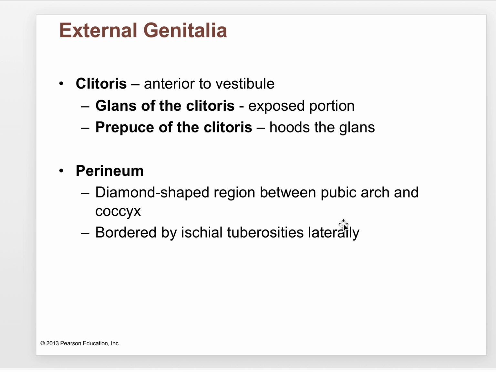The clitoris is anterior to the vestibule. There's the glans of the clitoris and the prepuce of the clitoris. The perineum is a diamond-shaped area between the pubic arch and the coccyx. It's bordered by the ischial tuberosities laterally. The ischial tuberosities are points on the ischial bones of the pelvis.